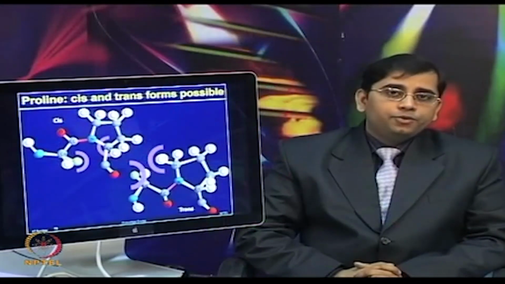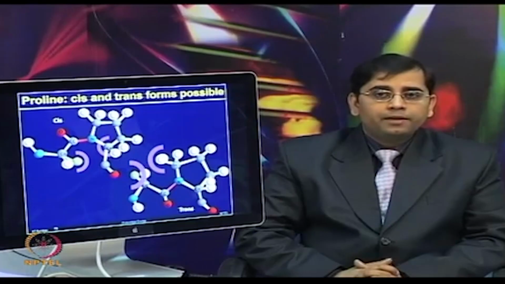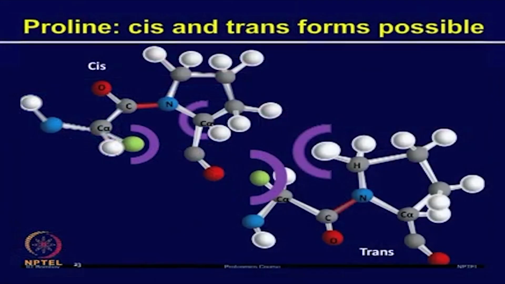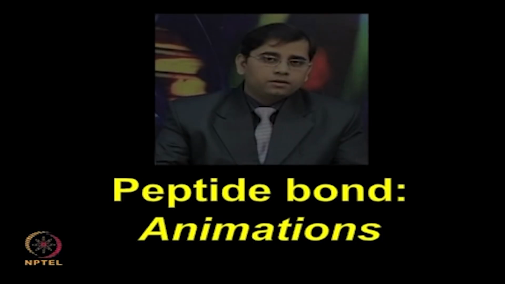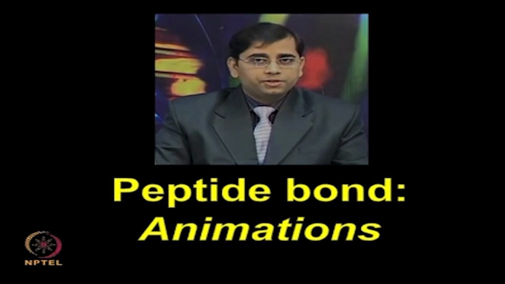Now, proline is a unique amino acid, as we discussed earlier. Proline with peptide bonds can form both cis and the trans forms. So, as you can see here, it can avoid the steric clashes, and both cis and trans configurations are possible. So, some of the concepts of peptide bonds will be described in the following animation.